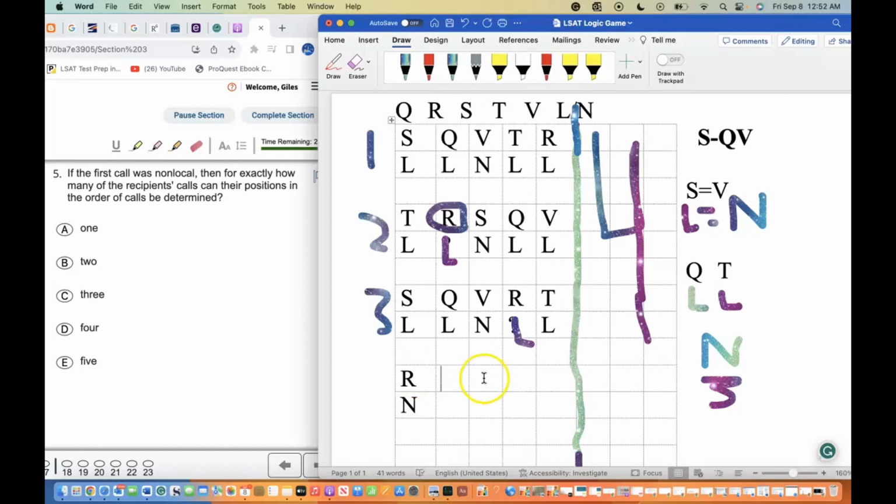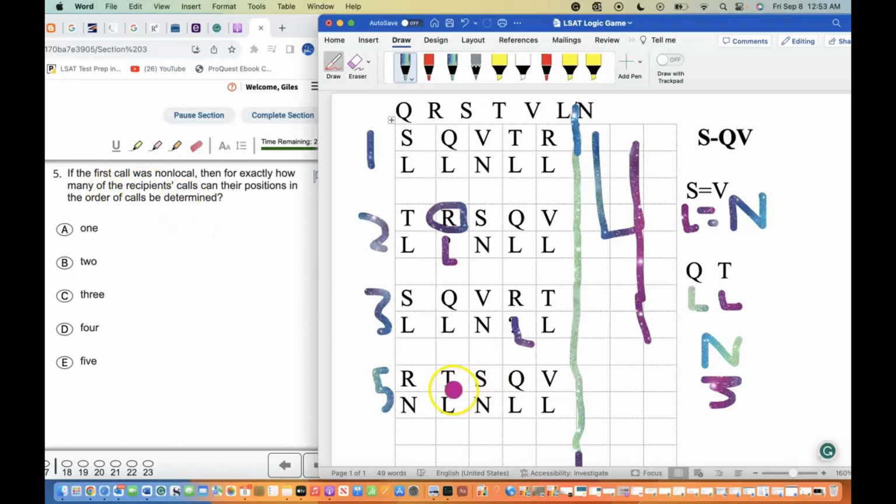Now from there we're going to put, trying to see where we put Q at. So I guess we put Q here, V here. And then we're going to have to put S here with T here. So we're going to have to put local for Q and T. And then S is going to be non-local, and S and V are going to be different. Status of local, non-local. So now I have this game piece right now for number 5, and they want to know if the first call was non-local, then how many of the respective calls can their position in the order of the call be determined?